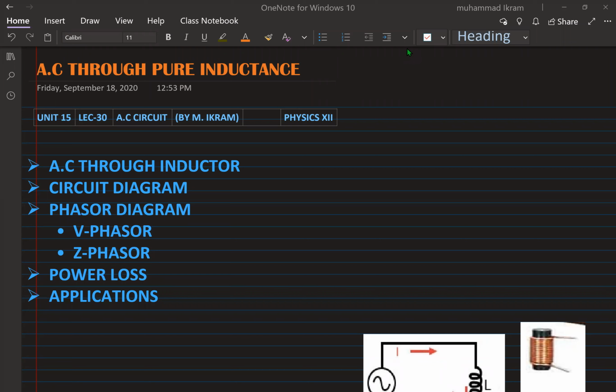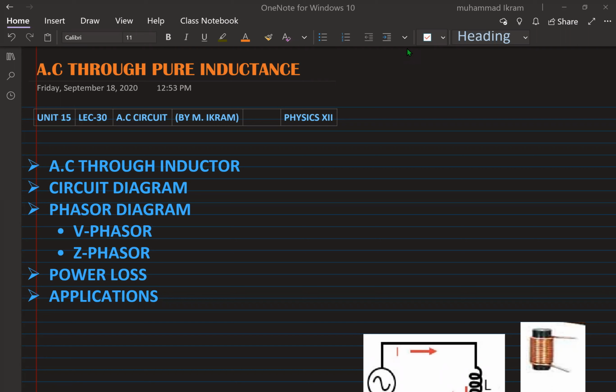Today we have an important lecture, number 30, unit 15, AC circuits. This lecture is about AC through a pure inductance, AC through a pure inductor. So let us start with the name of Allah Almighty. Bismillah ar-Rahman ar-Rahim.